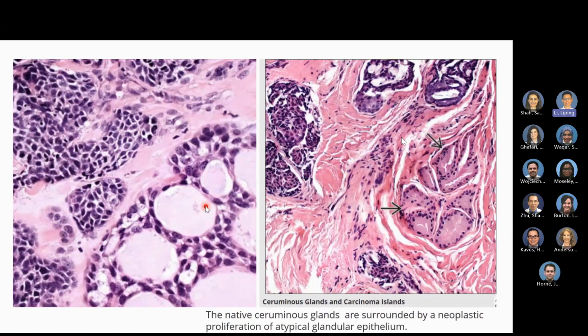And then this is the feature of adenoid cystic carcinoma. You can have these globules and this basement membrane material secreted inside. And then we also have two cell layers. And then here's the normal ceruminous gland. And then this is the tumor.